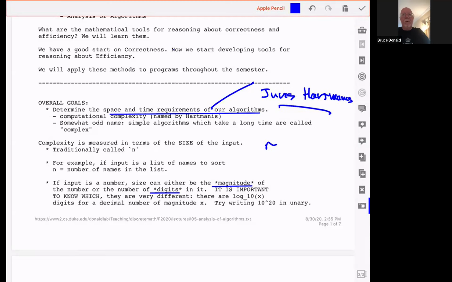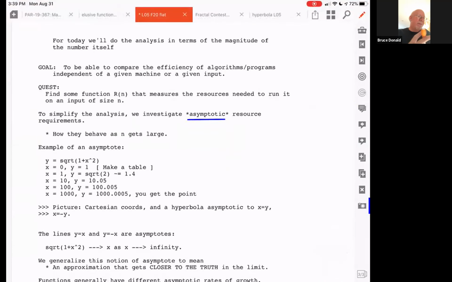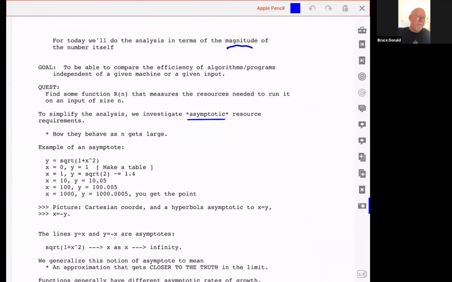To beat a dead horse here, if we have a huge number like 10 to the 20th, try to write that in unary, you'll be here for a long time. You'll probably finish by the time you graduate, but it'll take a long time to write out 10 to the 20 ones. And it's even a lot in binary as well. So is it the number of digits or the magnitude that we're going to be talking about here? Today we're doing the analysis in terms of the magnitude of the number itself, but often we measure the number of bits instead.